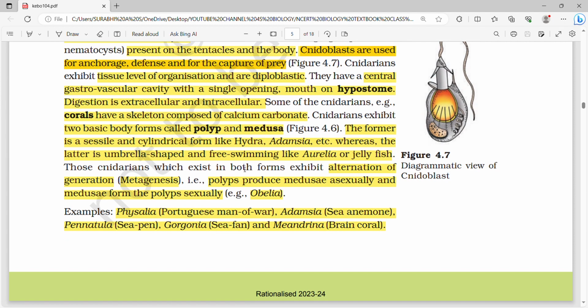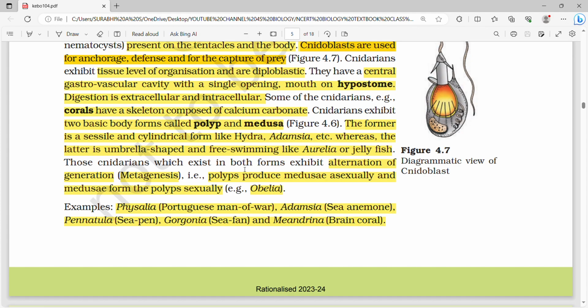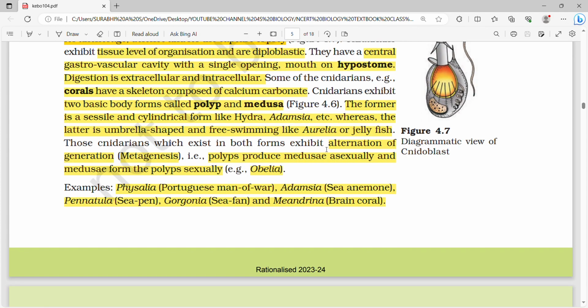Some of the cnidarians have corals, which are made up of calcium carbonate. They have two basic forms, that is polyp and medusa. The former, polyp, looks like Hydra or Adamsia, whereas the latter, medusa, is umbrella shaped, like Aurelia or jellyfish. Here they exhibit alternation of generation, that is metagenesis, which is the most distinguished feature. In sponges it was the water canal system. Here it is metagenesis, where the polyps produce medusae asexually and the medusae form the polyps sexually.